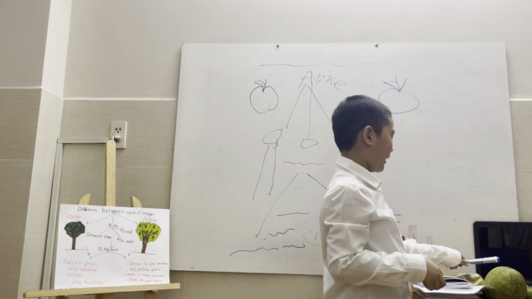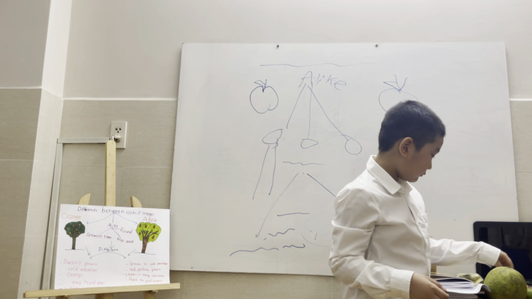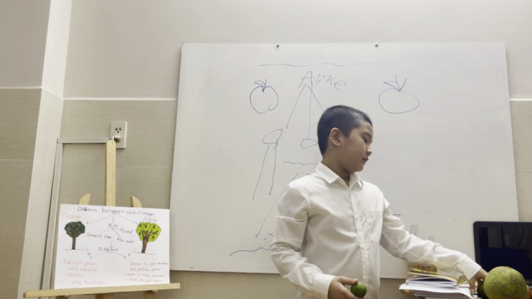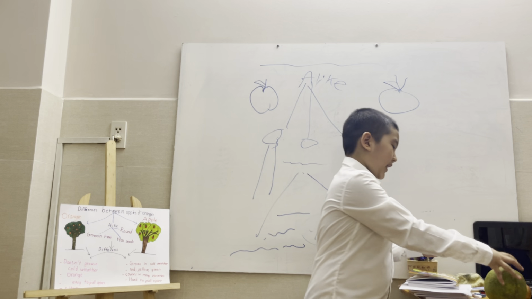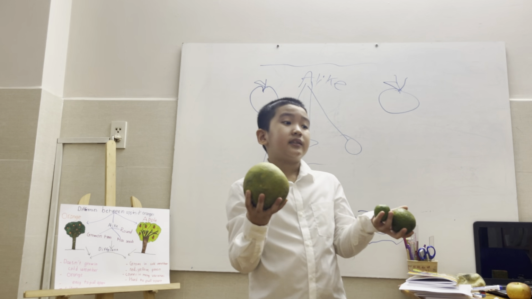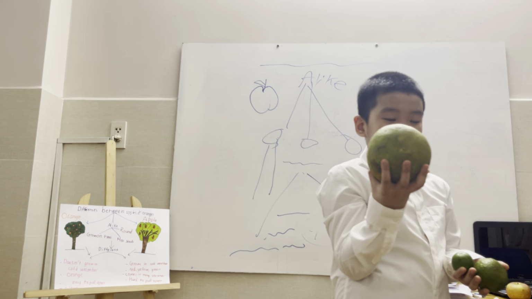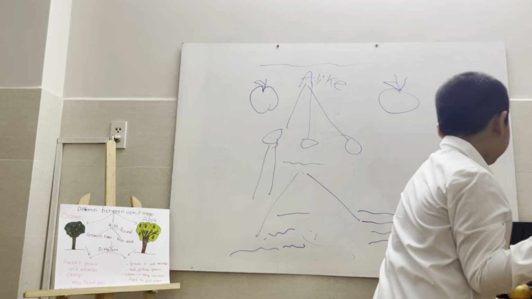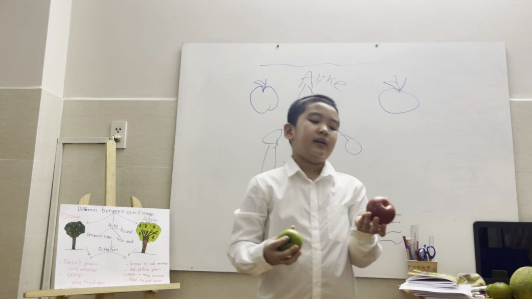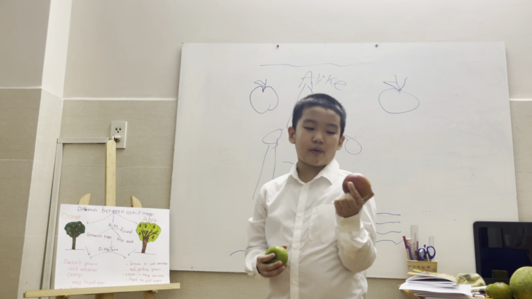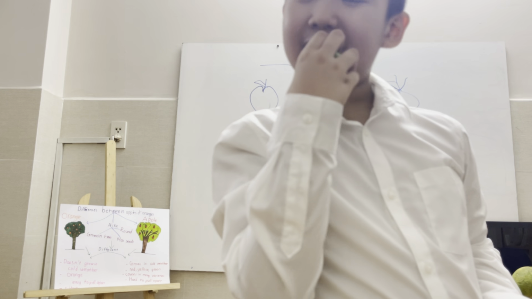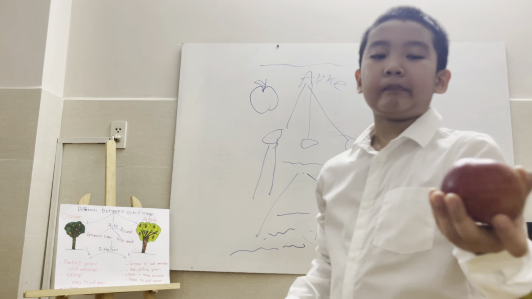Some fruits that are in the citrus family are limes. This is a lime, orange, and a grapefruit. So these are some types of fruit in the citrus family. Here are some fruits which are not in the citrus family. This is an apple. This is a red apple. You see, apples can come in green. Apples can come in red too.